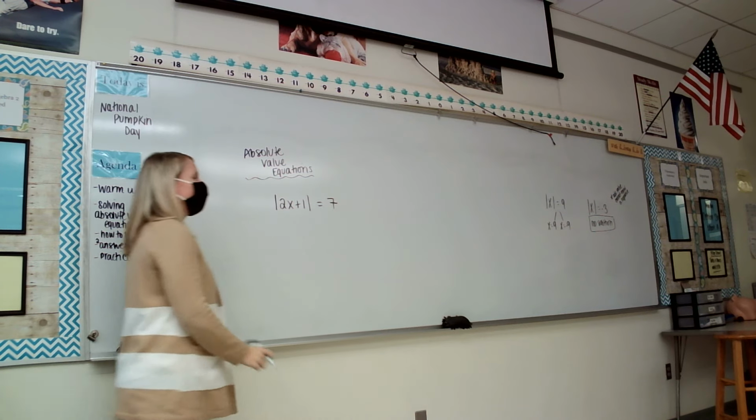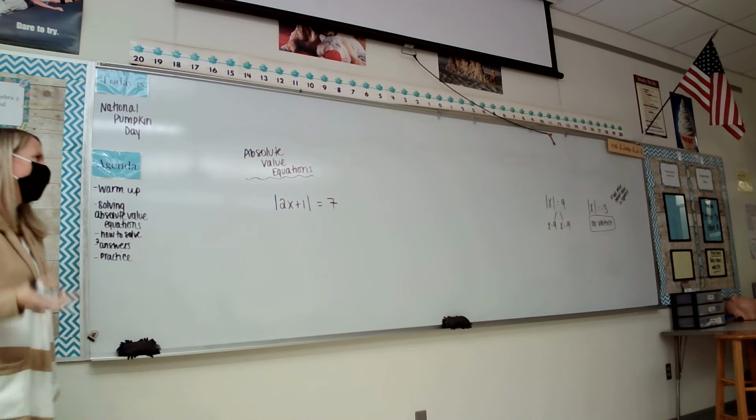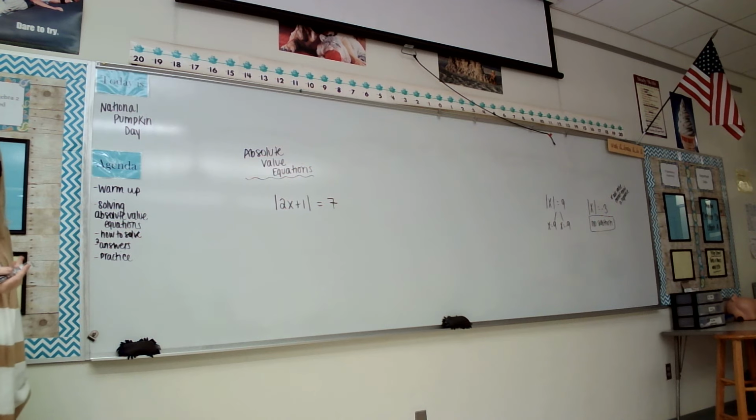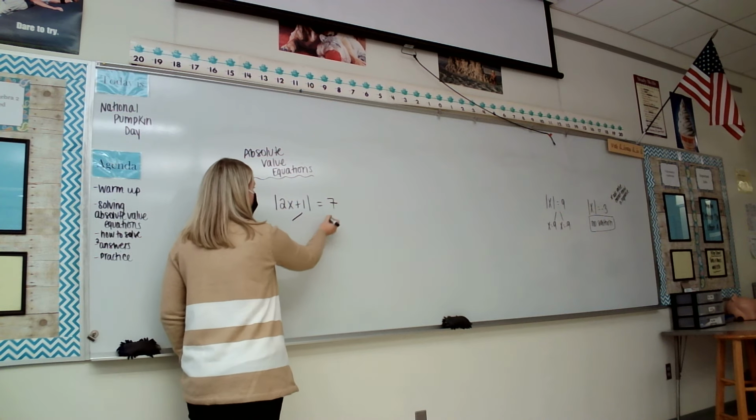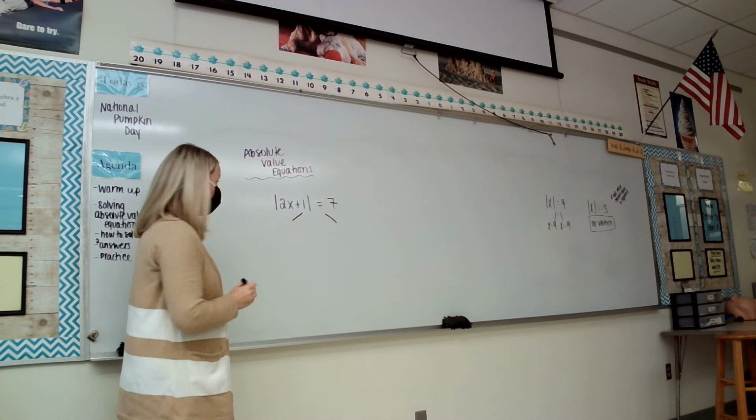Okay, so here's an example. We have an absolute value, we have equals a number, so that looks kind of similar. But we notice it's not just an x now. So what the heck do we do? How do we set this up? I know I need two answers. So here's how I set it up. I split it into two because I know I need two answers.